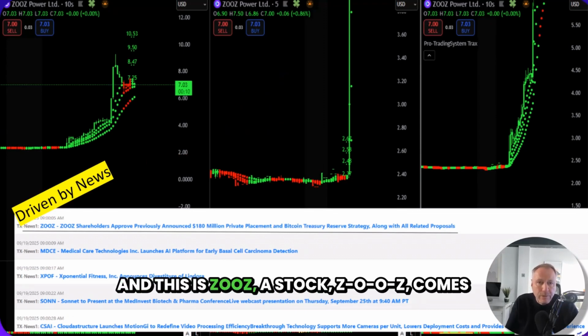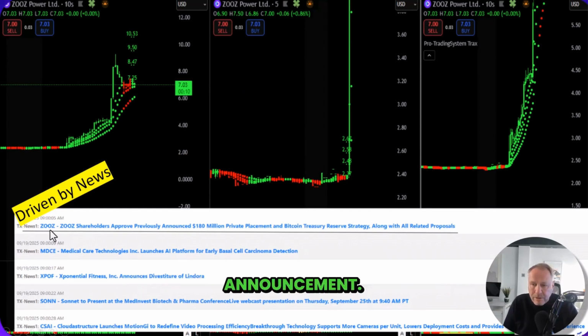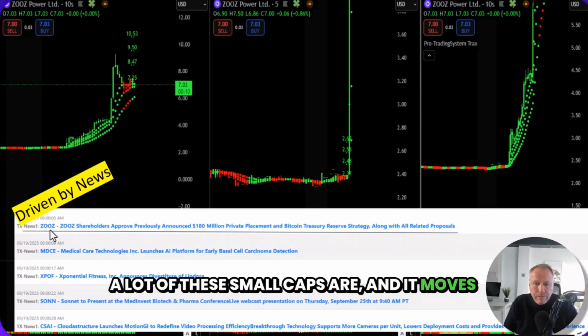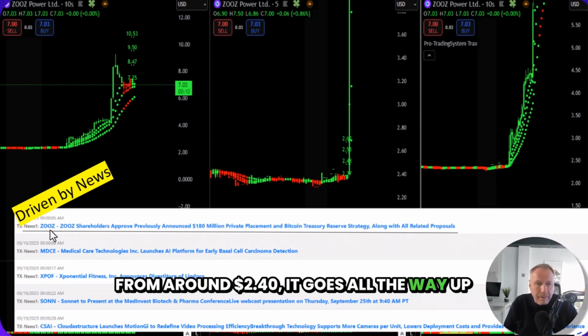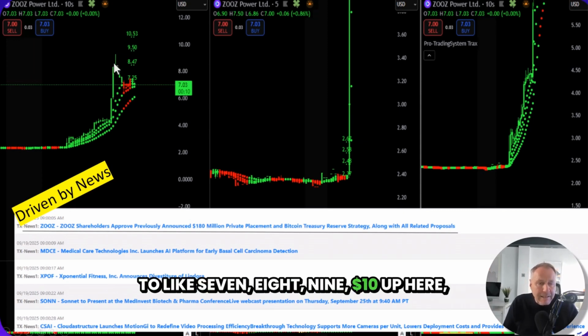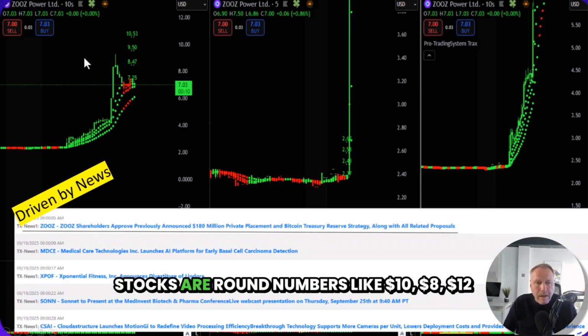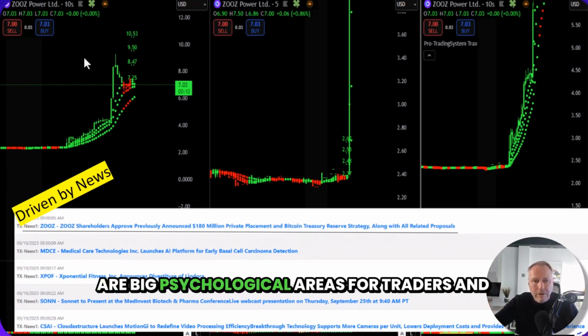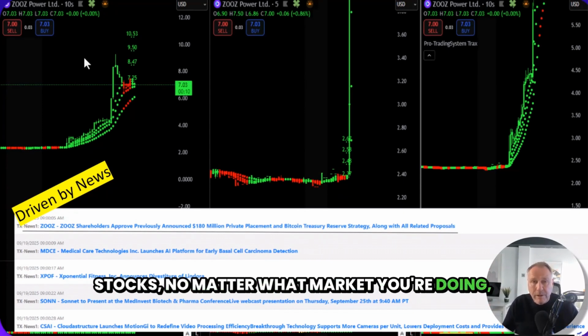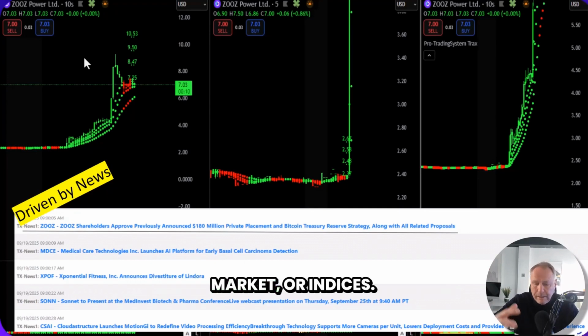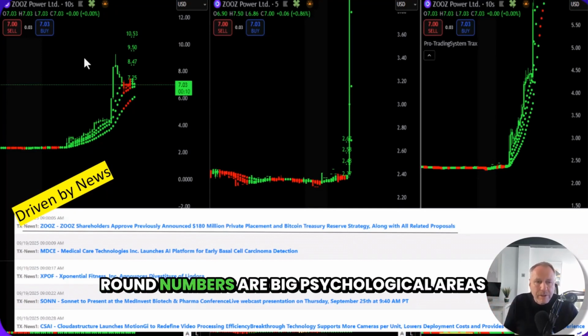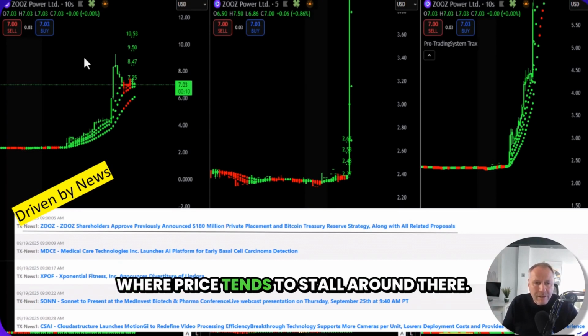And this is Zoos, a stock, ZOOZ, comes out with news. It's driven by news announcement. A lot of these small caps are, and it moves from around $2.40. It goes all the way up to like $7, $8, $9, $10, nearly $10 anyway, that round number. And round numbers like $10, $8, $12 are big psychological areas for traders and stocks, no matter what market you're doing. If you're trading the FX market, gold market, or indices, round numbers are big psychological areas where price tends to stall around there.